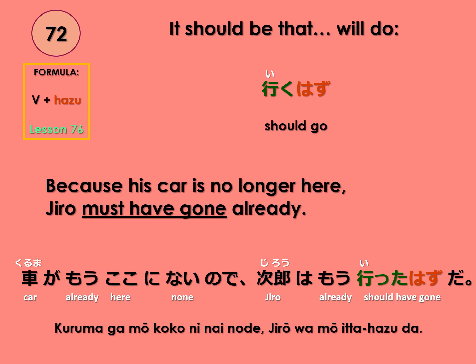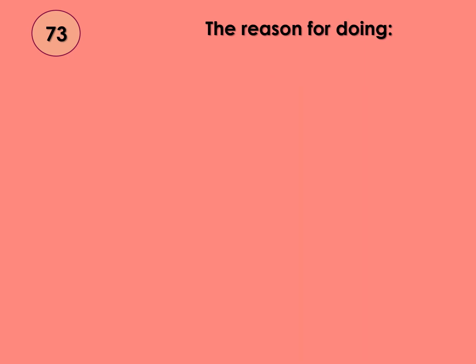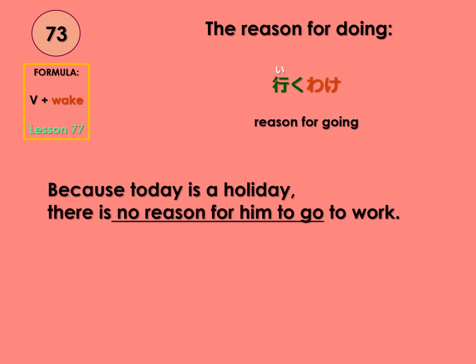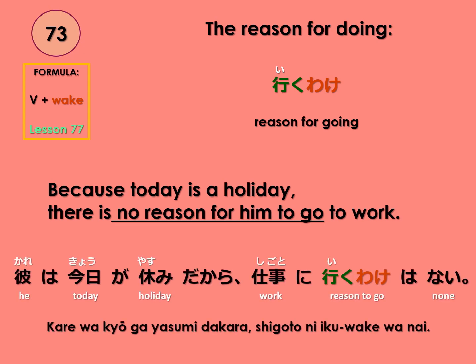Kuruma ga mou koko ni nai node, Jiro wa mou itta hazu da. 73番 Reason for doing. Formula is full conjugation of the verb plus wake. Lesson 77. Reason for going. Ikuwake. Because today is a holiday, there's no reason for him to go to work.